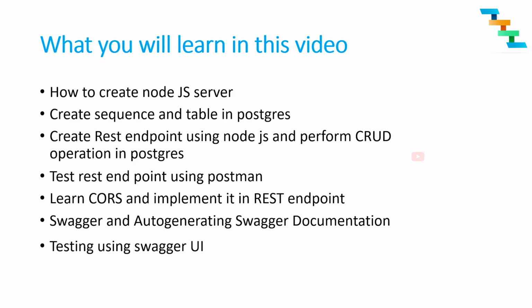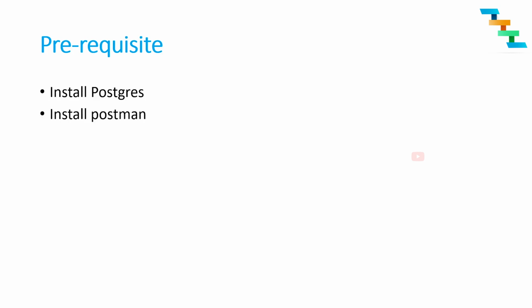We will start. The prerequisite for this video are you need to have Postgres installed in your system. If you don't have Postgres installed in your system, just refer to my video tutorial on how to install Postgres in Windows 10. The link of which is in the description. Same way, you need to have Postman to test the REST endpoint which you have created. The installation is pretty simple.